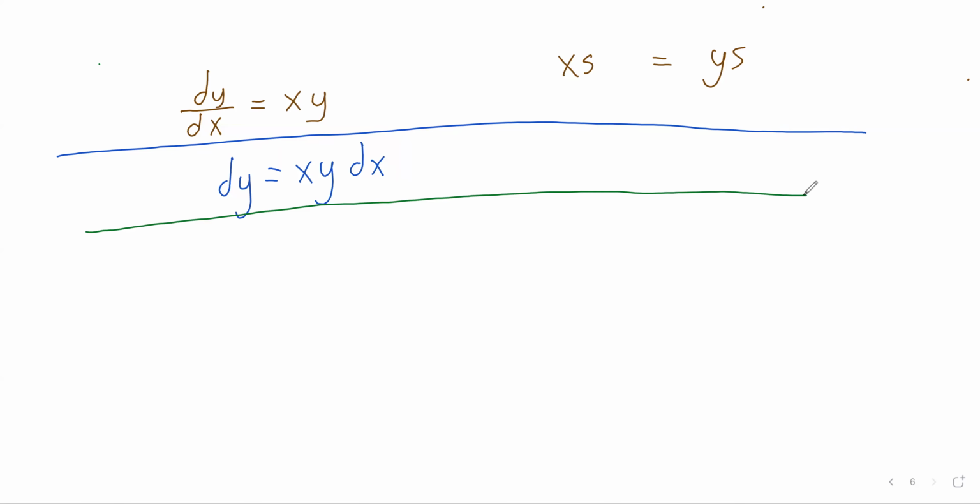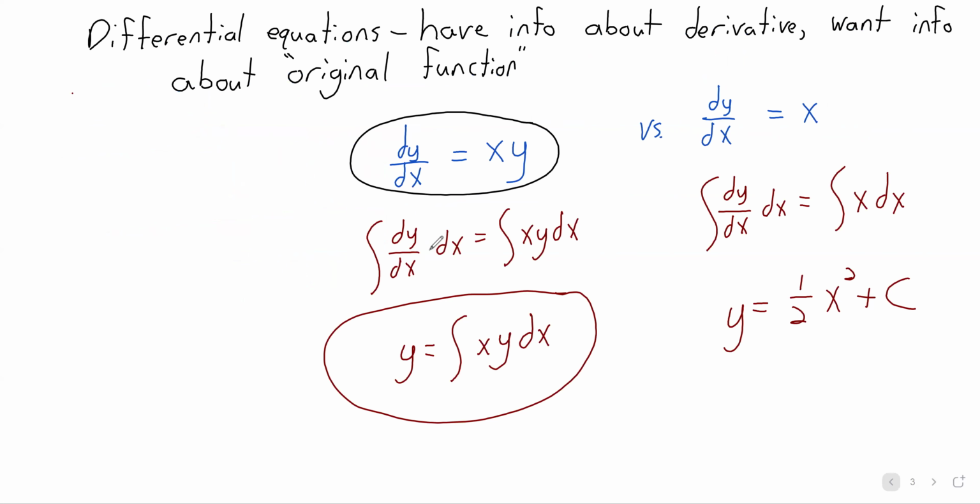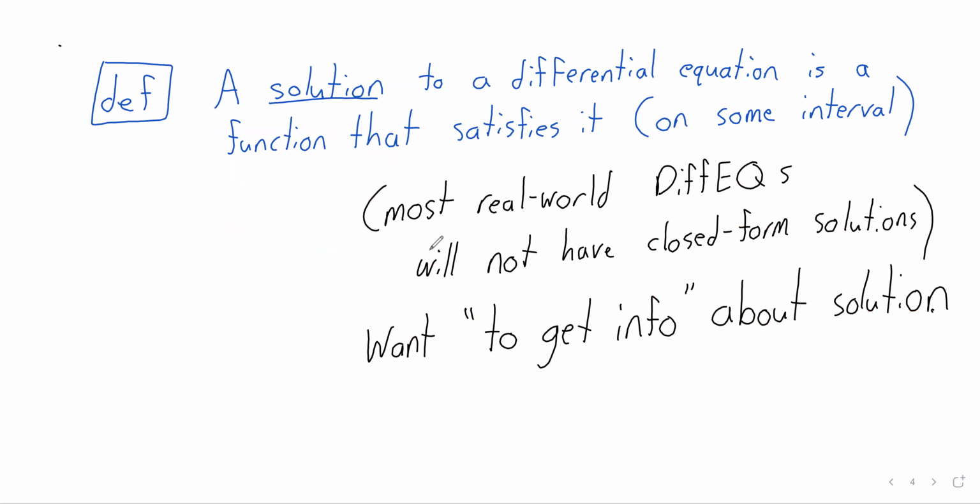We would end up with 1 over y dy equals x dx. Remember what happened when we tried to solve this with integrals? We threw integral signs on both sides, but we ended up with an integral that we couldn't take.